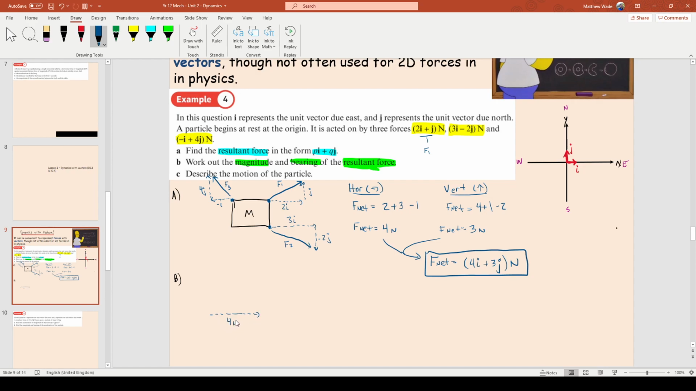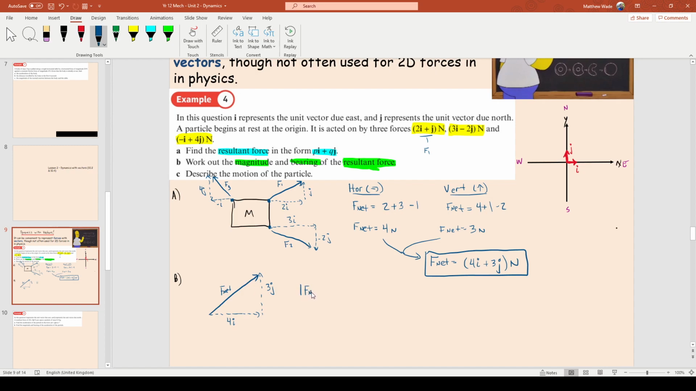So there's your 4i, followed by 3j, so it's going to be upward like that. 3j. Which means the overall force, the F net that we actually drew, is here. F net. And that's that, my buddies. Cool?